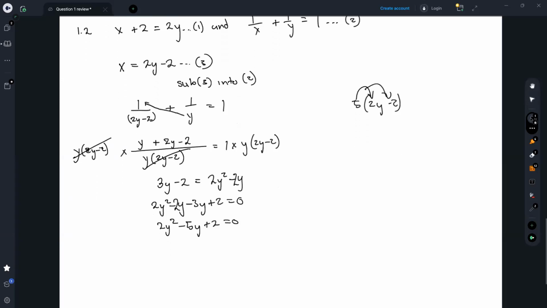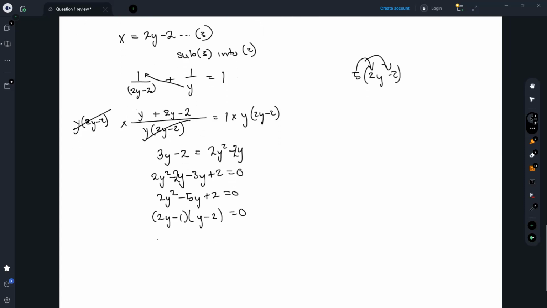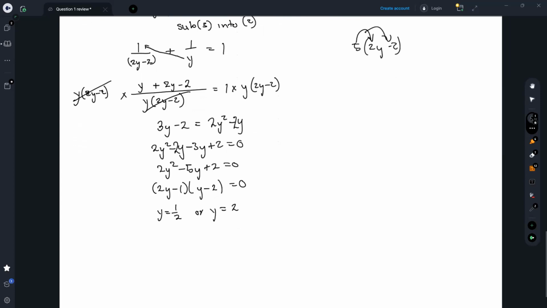And we can factorize this quickly. We're going to have 2y, and we're going to have y this side, and it means that this side we must have a 2, and we're going to have a 1 there. So both of them are going to be negative values. And now we can solve for our y. So for this bracket, we're going to have y is equals to 1, and then we're going to divide by that 2. So it's going to be positive 1 over 2, or our y is going to be positive 2 like that.